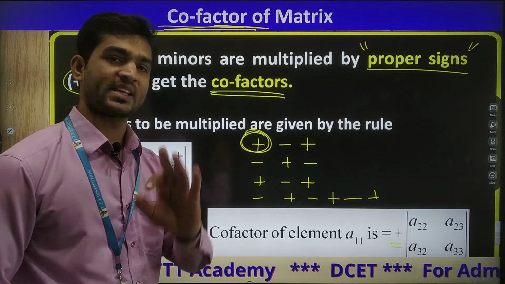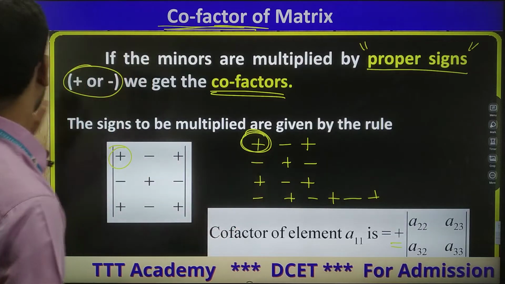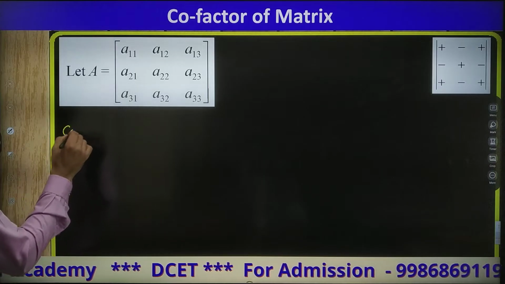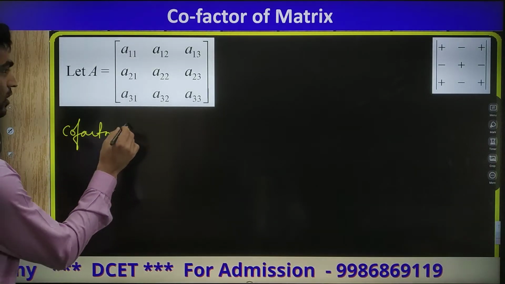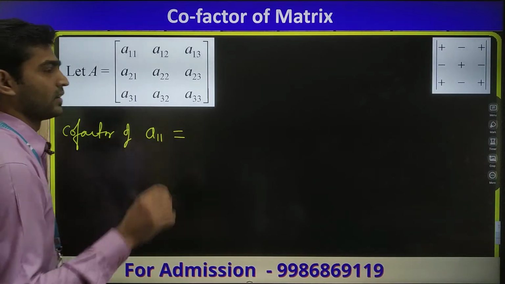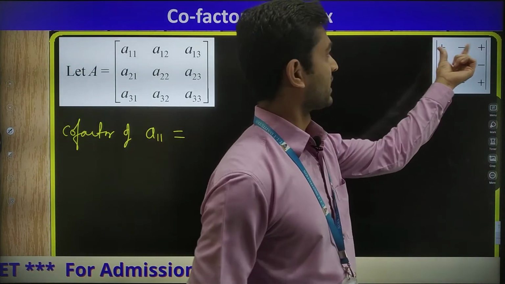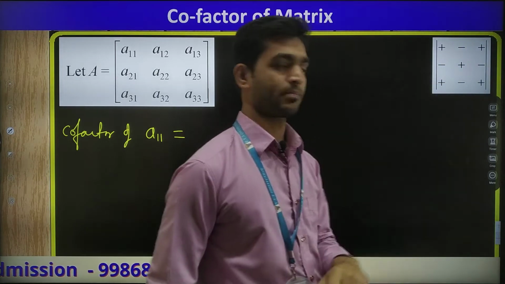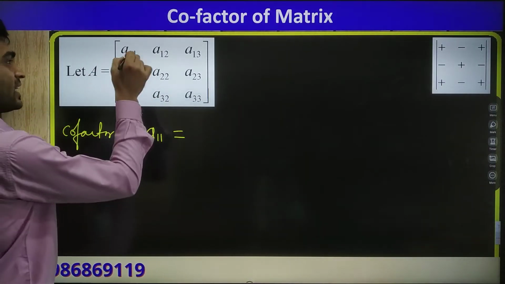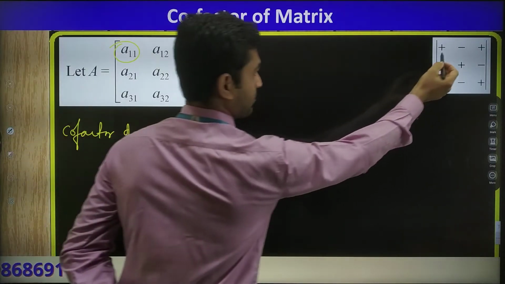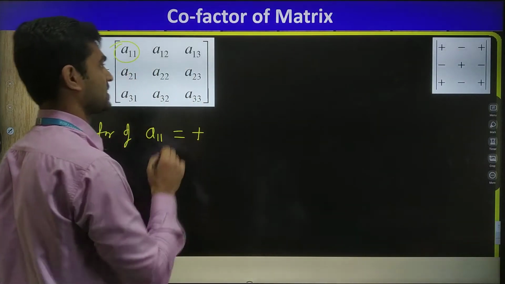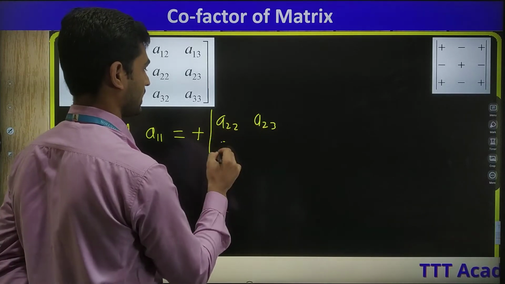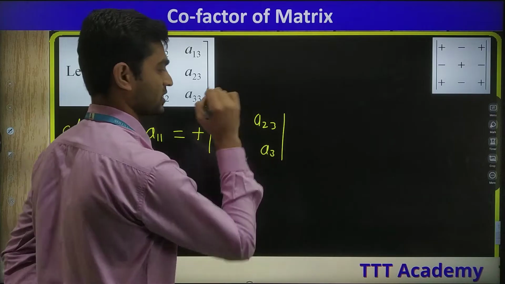Let me consider one example. Taking an example will give us a clearer picture. So, cofactor of a matrix. Suppose you want to write the cofactor, let me consider the cofactor of a11. Dear students, we know the proper sign is plus, minus, plus, minus, plus, minus, plus, minus, plus. In a11, in that position, what is the sign? The respective sign is plus, so consider plus. If you cancel the first row and first column, then a22 a23 a32 a33. So this is the proper sign.